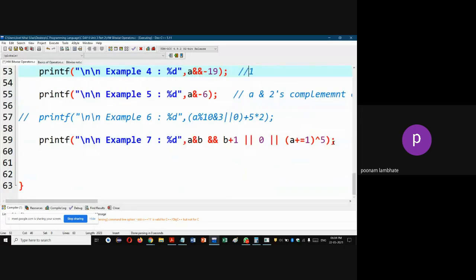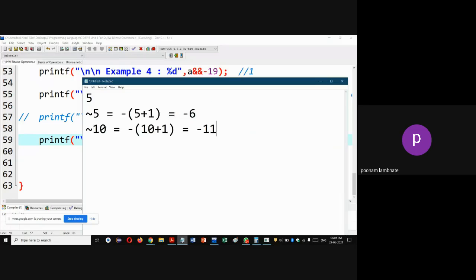Then example 7 is a little big. In this, you first have to consider precedence because you have a combination of operators and operands. So you have bitwise, logical, binary addition, then you have the assignment operator. A plus equal to 1 is nothing but A is equal to A plus 1, meaning you increase the value of A and store it in A.